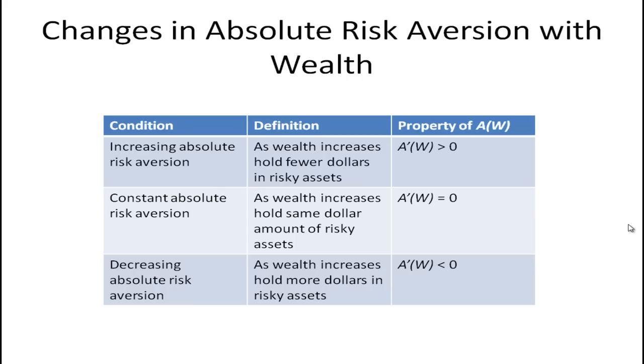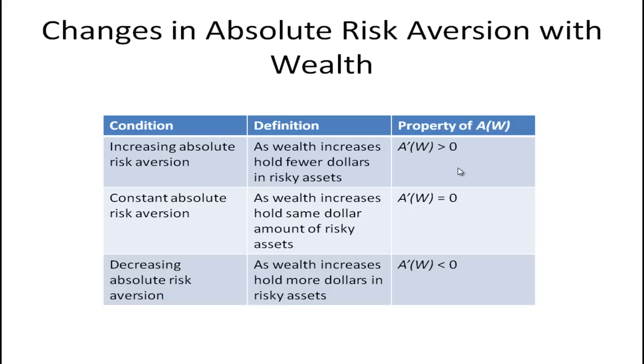So if you think about it from a common sense perspective, it doesn't really make sense for someone to exhibit increasing absolute risk aversion. As you get wealthier, it doesn't make sense that you'd actually hold fewer dollars in risky assets. I suppose it's possible, but it doesn't seem likely that if you went from having $10,000 in wealth to $20,000 in wealth, that you would actually have less money in risky assets. I suppose if you're extremely wealthy, you might not need to hold any risky assets because there's no reason to.